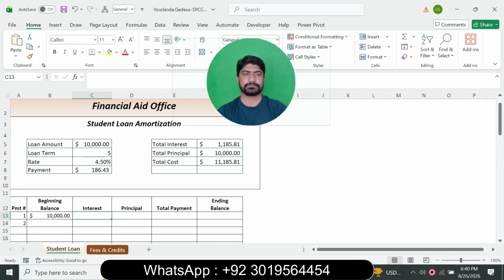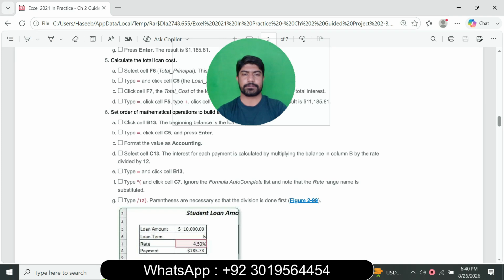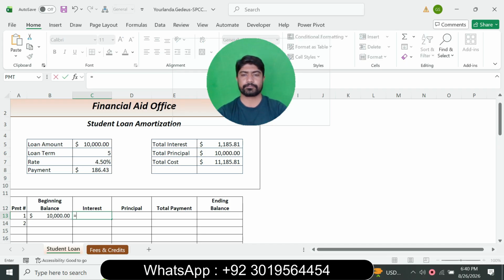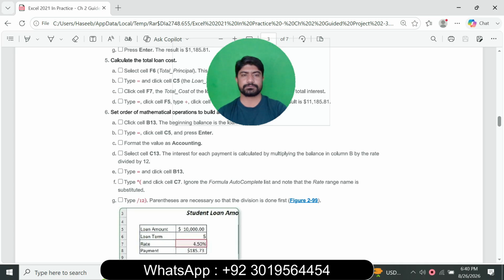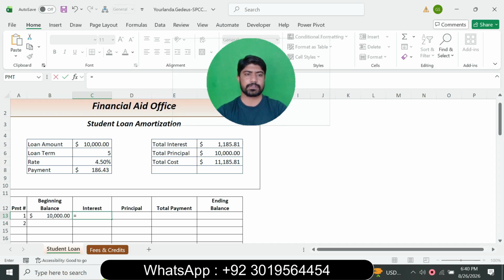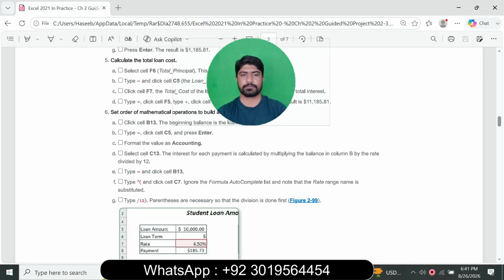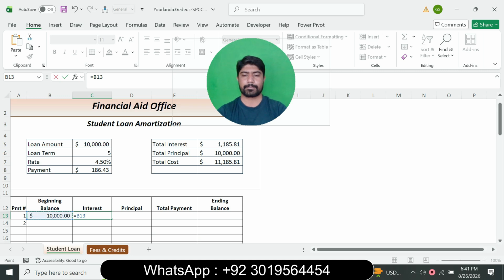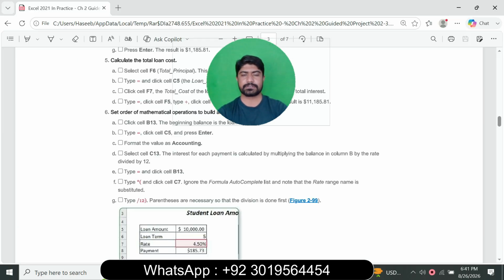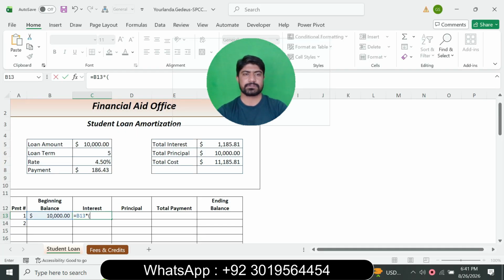Select the cell C13. The interest for each payment is calculated by multiplying the balance in column B by the rate divided by 12. So type equal to, click cell B13, type multiply, open bracket and click cell C7.